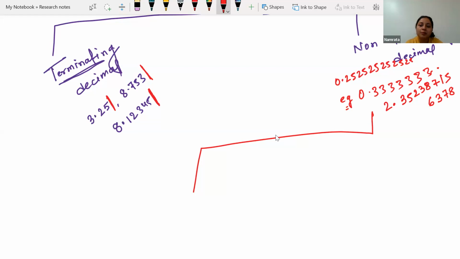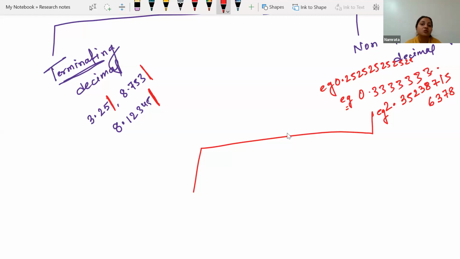In these three examples, we are able to catch the concept. In the first two, after the decimal, the digits are getting repeated, repeated, repeated. In the next one, the 3, 3, 3, 3 is getting repeated. And the last one, if you look at the example, 2.35, 2, 3, 8, 7, 1, 5, 6, 3, 7, 8. The random numbers keep on coming. Here there is no repetition. Of course digits will get repeated, but we are not able to find a pattern. Here no pattern is there.